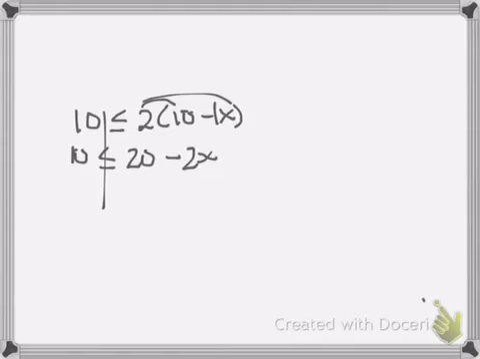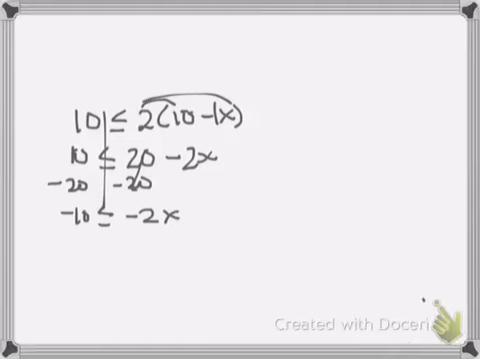I have to remove the 20 and the negative 2, and I'm going to do them in 2 separate steps. I have to remove what's furthest from my x first. So I'm going to subtract 20 from both sides. 10 minus 20 is negative 10. Bring down my less than or equal symbol. And 20 minus 20 on that side goes to 0. All I have left on the right side is negative 2x.